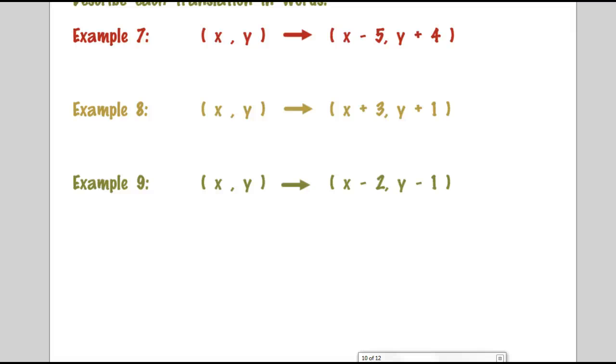Now I give you the transformation and you have to describe it in words. Renard, number 7. What have we done? Where did that figure go? 5 left. Nice. And 4 up. Very good. Try the next 2 on your own. Try them. Write it down. Write it in words. Be ready if I call on you.